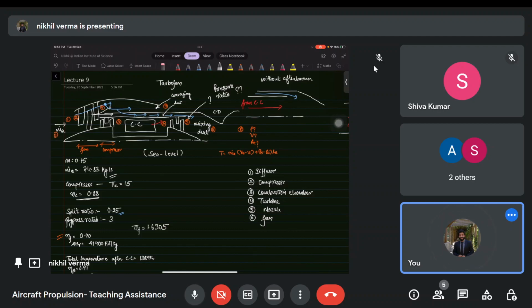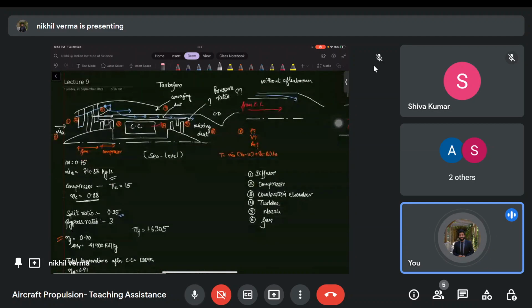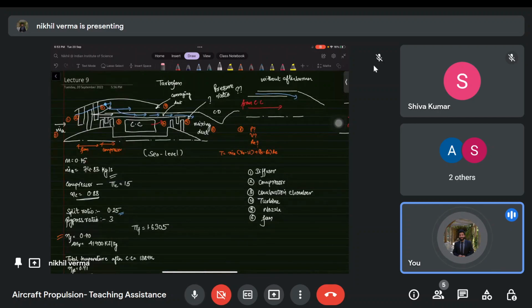Any idea? Okay. So one thing we know from this diagram is that the energy developed by the turbine is consumed by the compressor and the fan. Everybody agrees on this, that the energy produced by the turbine is consumed by the compressor and the fan, right, through this shaft.